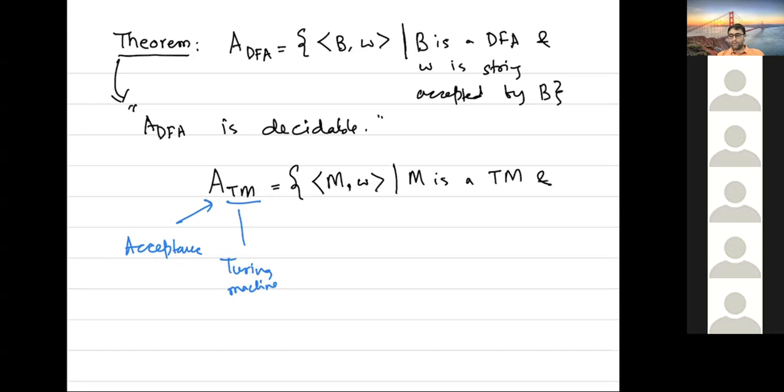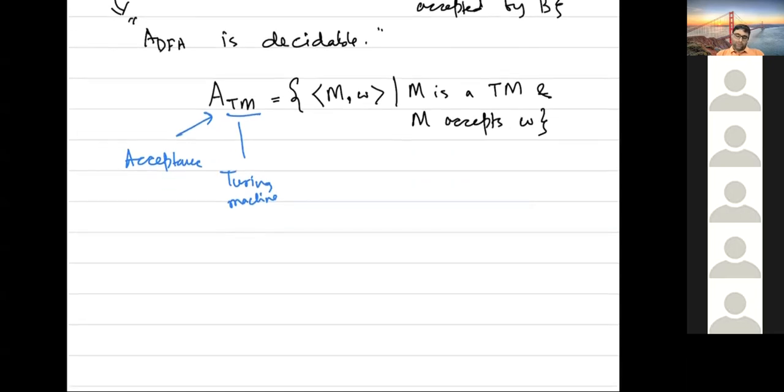Okay. And M accepts. Okay, so we have a theorem. This theorem says, we will prove it, but not now. It will require us to develop some tools. And the theorem says that ATM is undecidable.